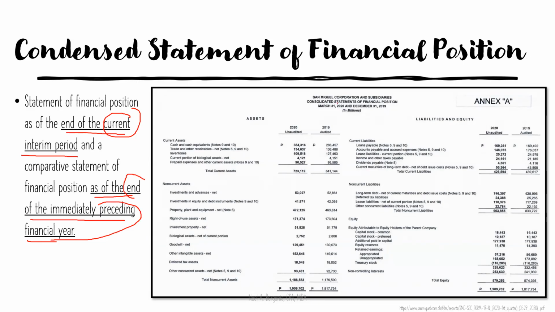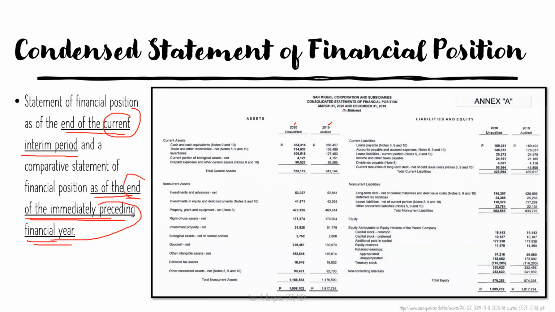Okay, so to explain that, ito po, I'm showing you right now an example coming from San Miguel Corporation and its subsidiaries. So this is a consolidated financial position of San Miguel Corporation. Okay, so as you can see guys, unaudited pa yung 2020 kasi they are not auditing naman usually for interim periods. Okay, so the 2019 is the audited, which means that that is the sinasabi natin kanina na end of the preceding financial year.